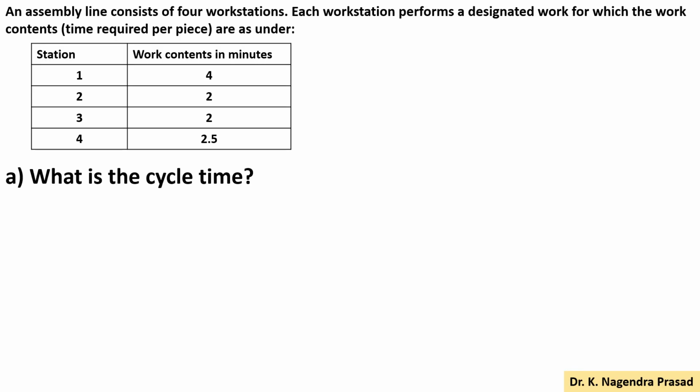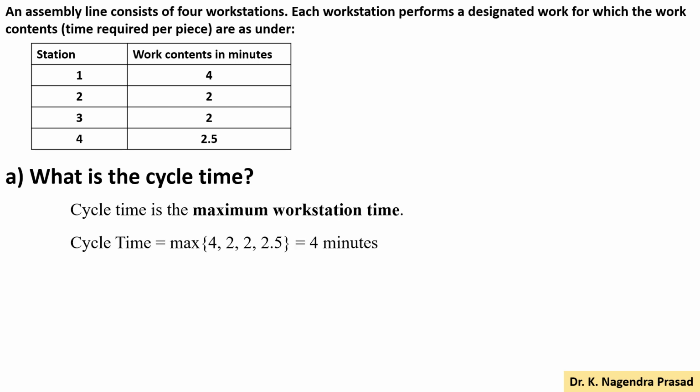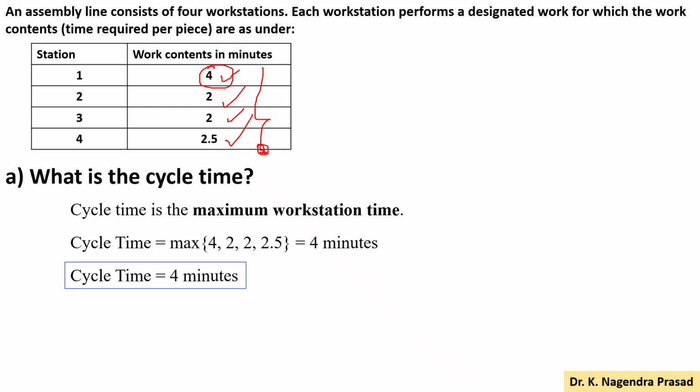First we have to determine the cycle time. We know that cycle time is the maximum workstation time. Here the different stations are given along with the time required. So cycle time equals the maximum of the workstation times: maximum of 4, 2, 2 and 2.5. Among all these times, the maximum is 4 minutes. So cycle time equals 4 minutes.